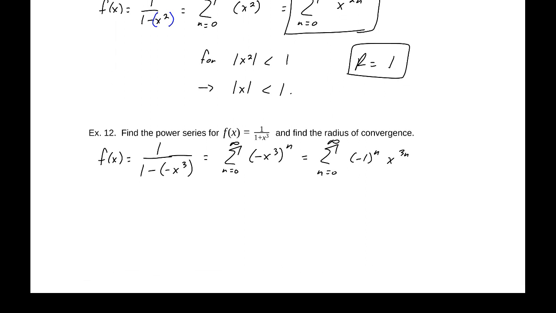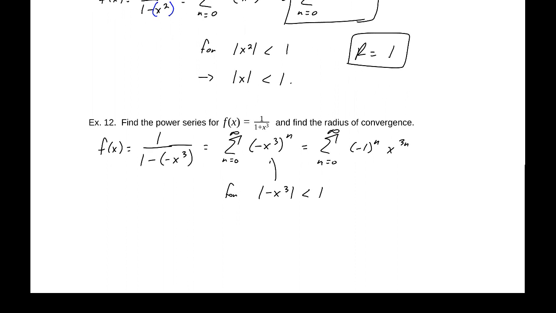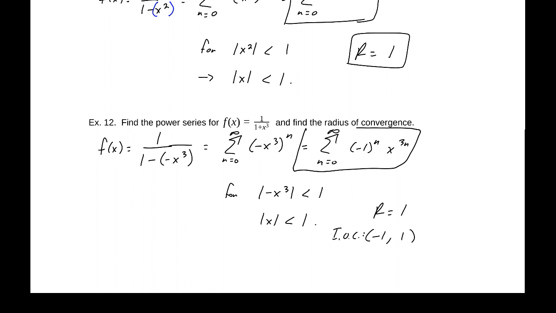Now, this is only valid if the absolute value of negative x cubed is less than 1. Going back to this idea right here, well, that is equivalent to the absolute value of x is less than 1. So our radius of convergence is 1. This didn't ask for it, but our interval is negative 1 to 1. And there is our power series. Either of those are equivalent forms.